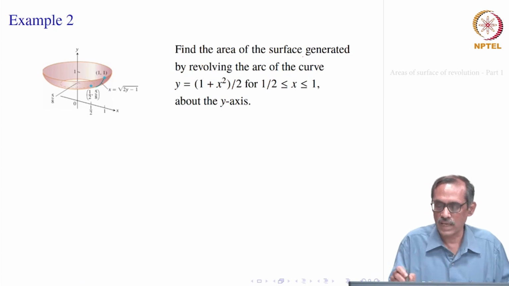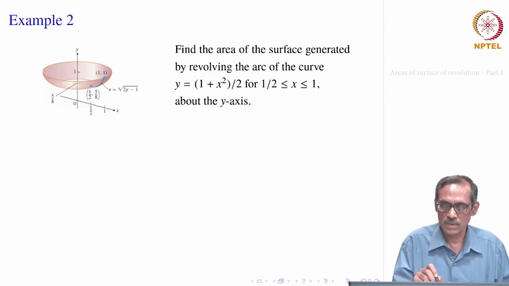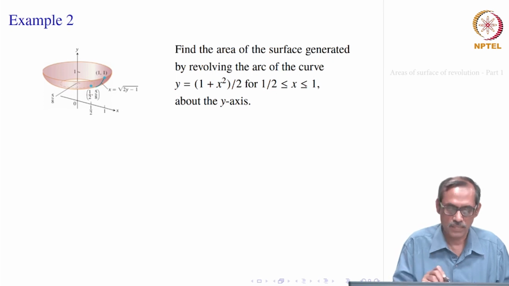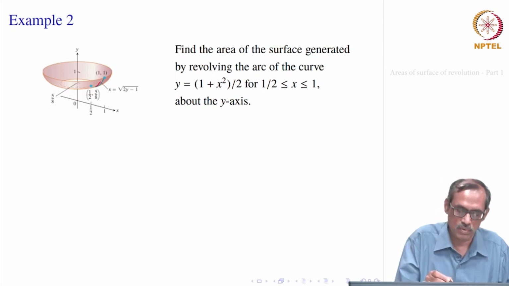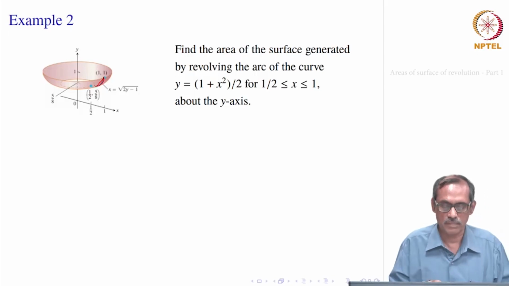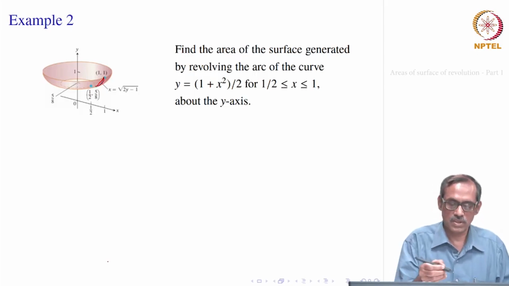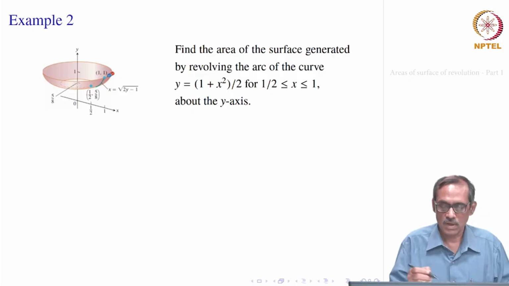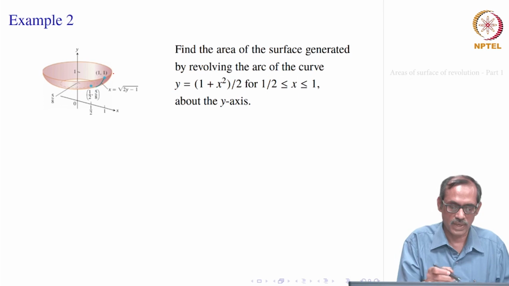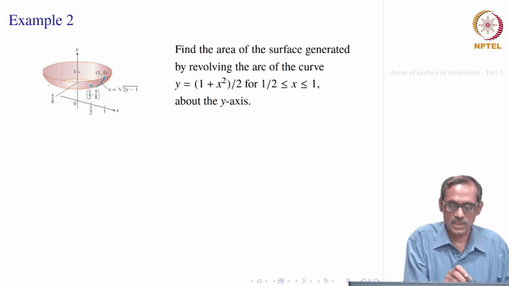Here we want to find the area of the surface generated by revolving the arc of the curve y equal to (1 plus x square) divided by 2. And what is that arc? The arc is described when you take x lying between half and 1. So, that corresponds to this blue one here, which is depicted in the picture. And that is revolved around the y axis, right. So, about the y axis we are now revolving. So, you get the picture this way.